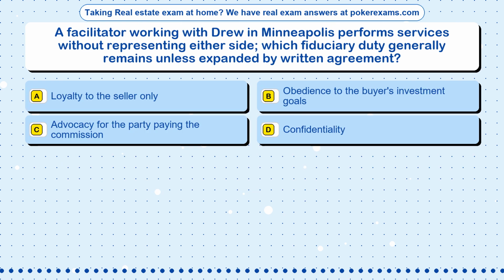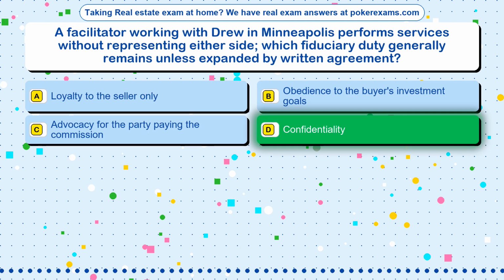Question 100. A facilitator working with Drew in Minneapolis performs services without representing either side. Which fiduciary duty generally remains unless expanded by written agreement? Option A, loyalty to the seller only. Option B, obedience to the buyer's investment goals. Option C, advocacy for the party paying the commission. Option D, confidentiality.